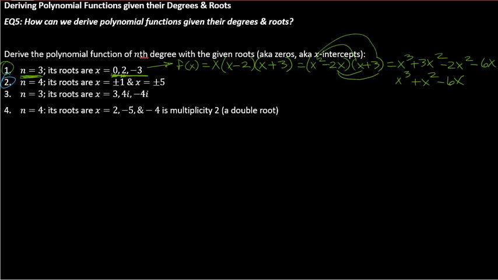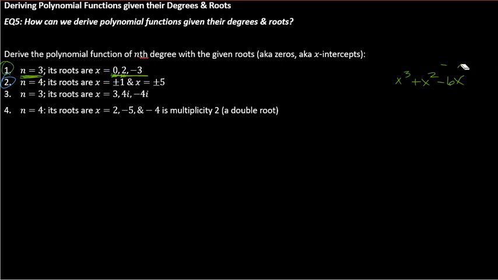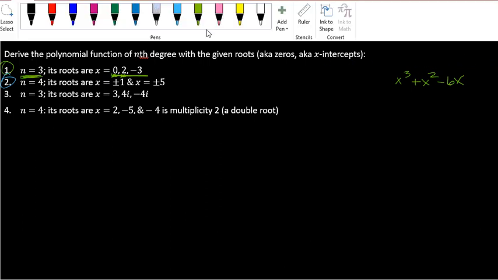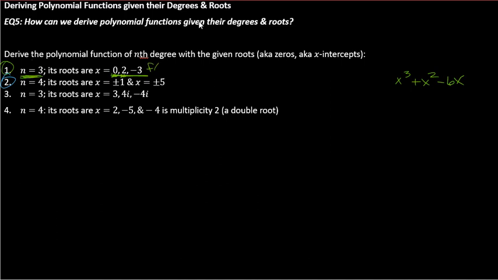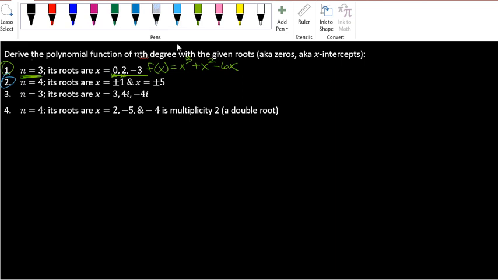Okay, so my actual f of x here would be this guy that I just got. And I'll go ahead and write it down. So f of x for number 1 is x cubed plus x squared minus 6x. So it's a third degree polynomial with the 3 roots 0, 2, and negative 3. Okay, so easy peasy. We're just working backwards from what we've been doing already.